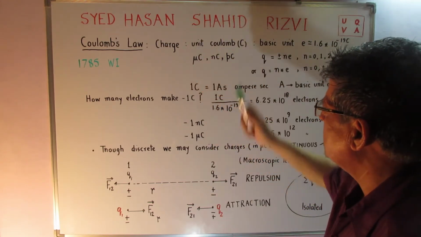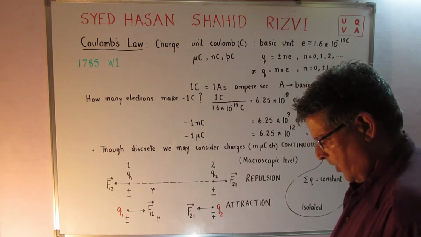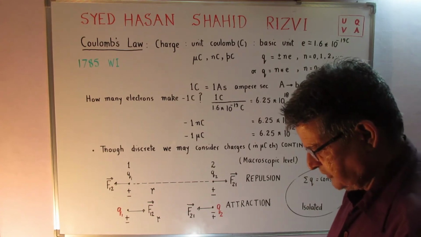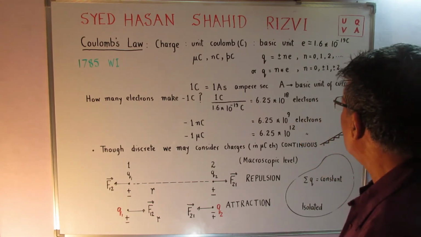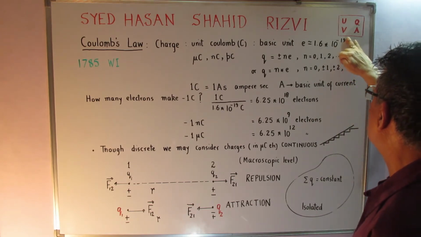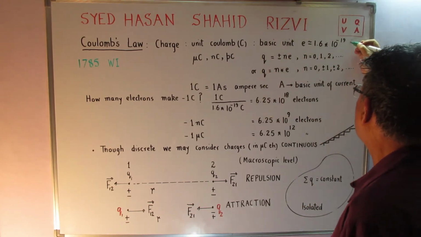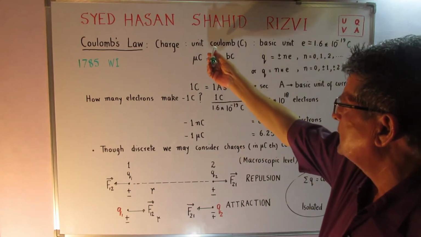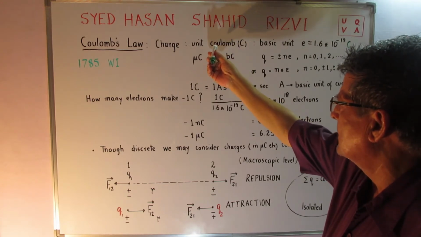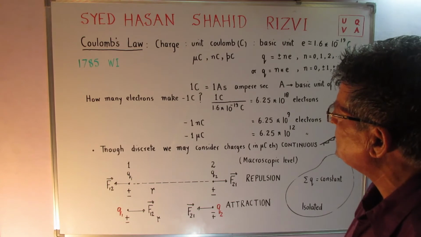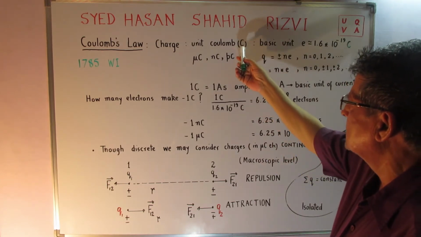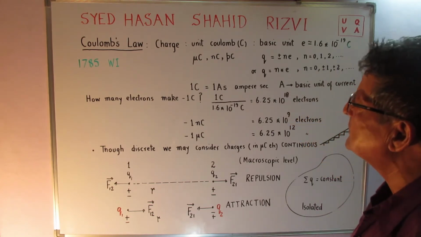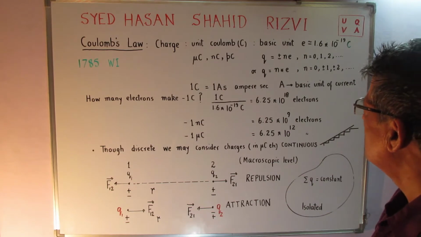The charge has a unit called Coulomb, whereas the basic unit, as we know, is e equal to 1.6 into 10 to the power of minus 19 Coulomb. So Mr. Coulomb is here, right? As I told you, all units are named with small letters, not capital letters, but the unit is taken as capital letters. So this is the basic unit.